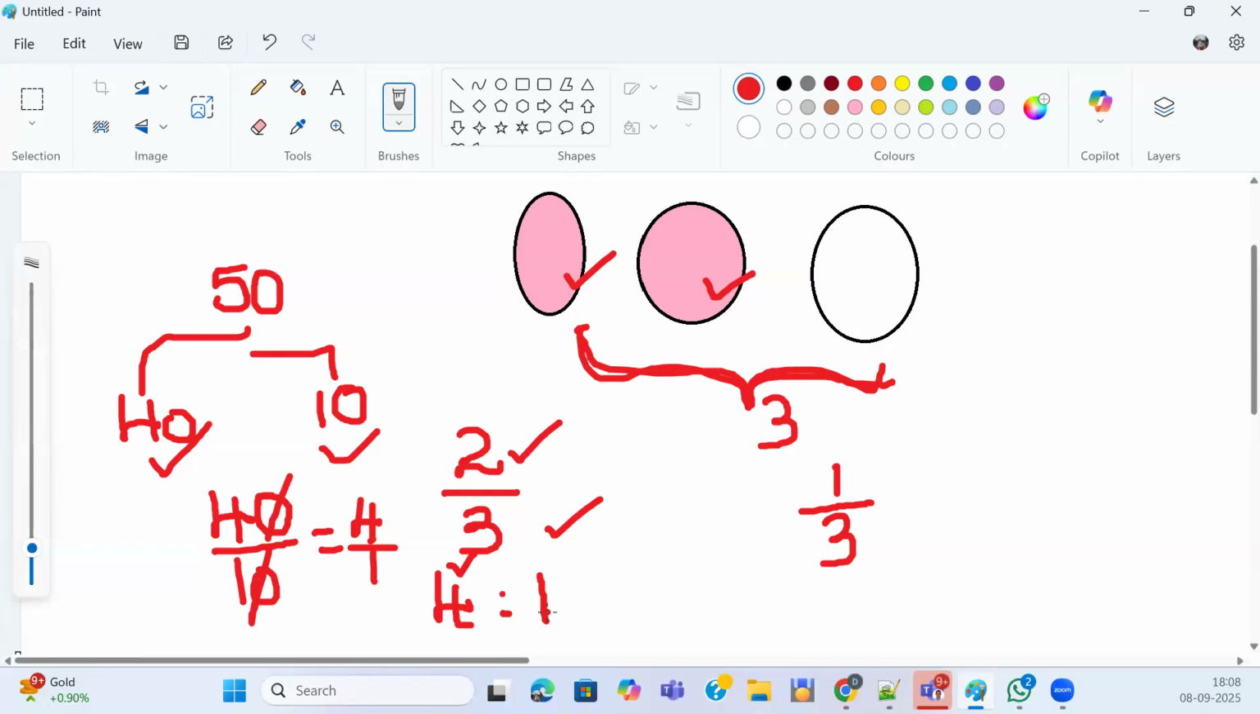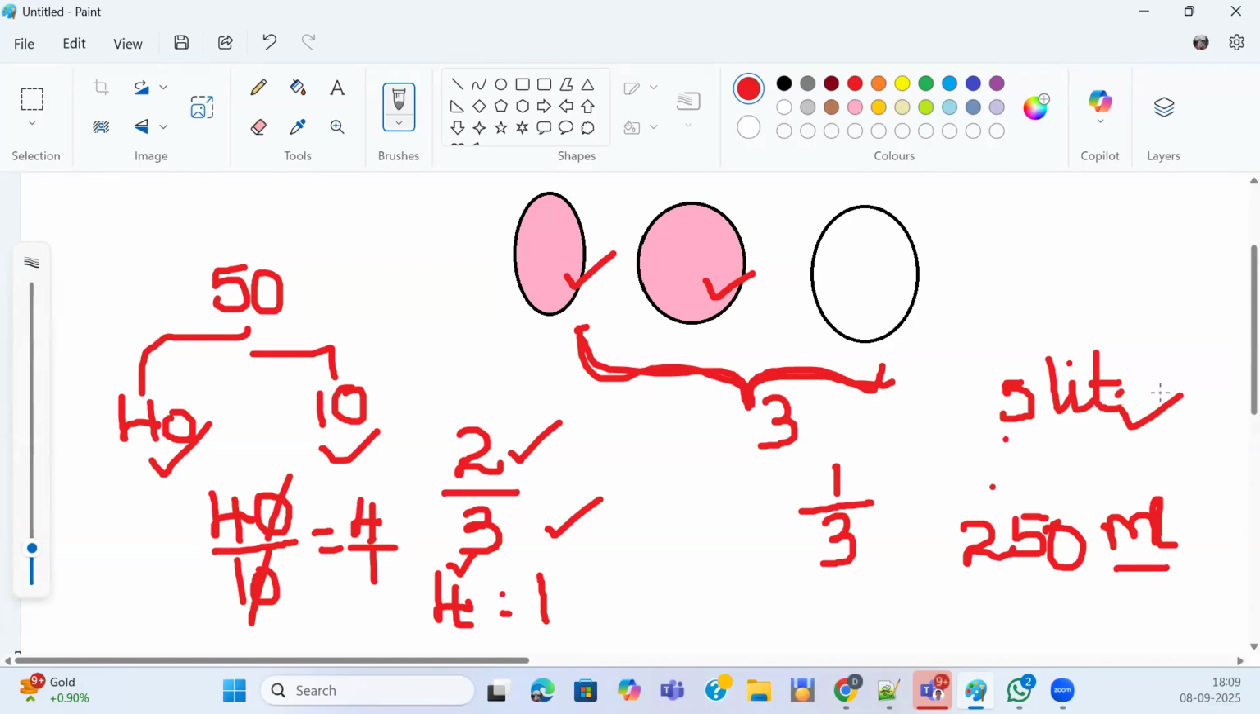So the main intention when it comes to ratios, the purpose of the ratio, is to compare things. But when I want to compare, say for example, somebody bought 5 liters of milk and somebody bought 250 ml of milk. By seeing that, you cannot compare. You cannot say that 250 is greater than 5. No, right? You need to see the units also. This one is in liters, and this one is in milliliters. So the units are also important.